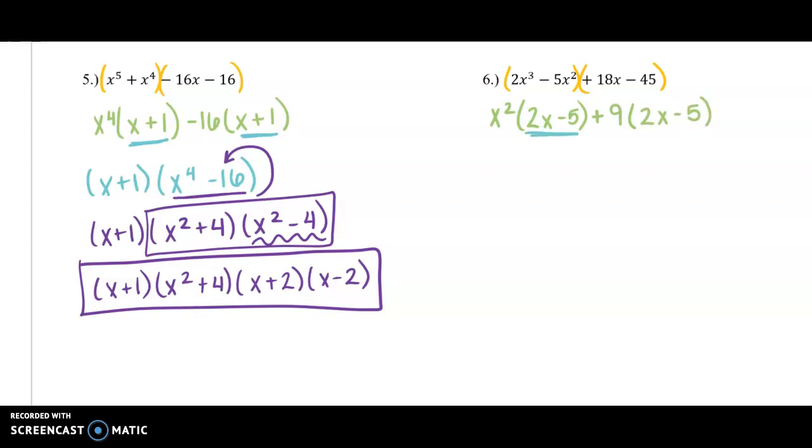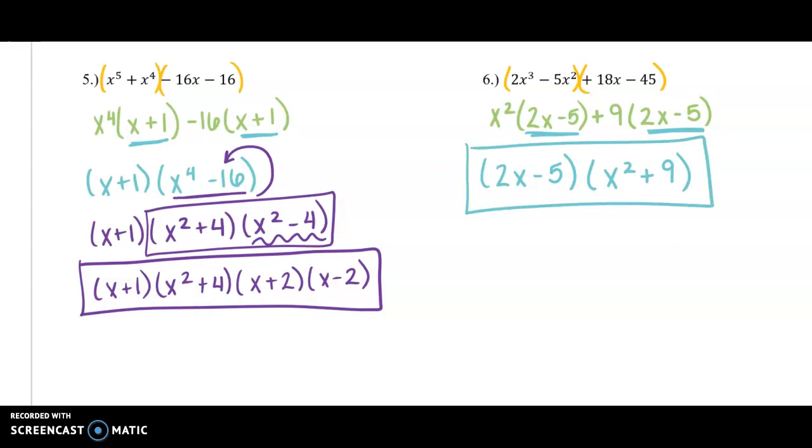Again, that's good because you always want to have the same thing inside the parentheses. That way you can factor it out. So I can factor out a 2x minus 5, and I would be left with x squared plus 9. Since it's addition, that is not a difference of squares problem, so that would be my final answer. Okay, there's nothing more that I can do for that problem.